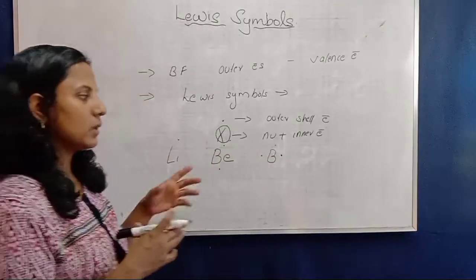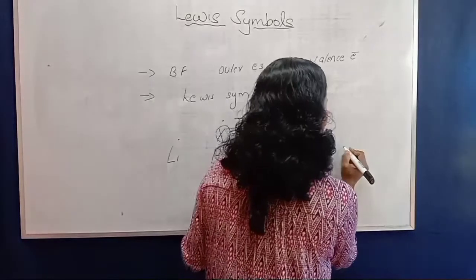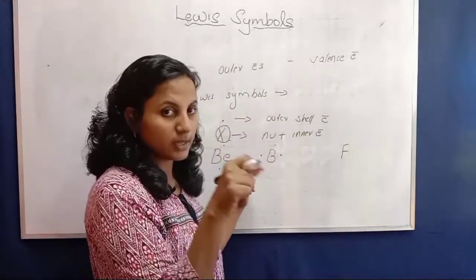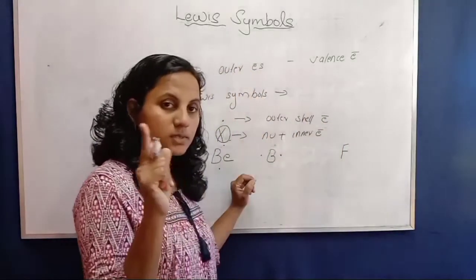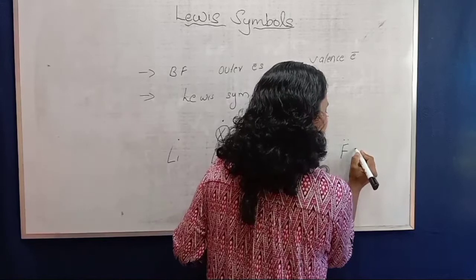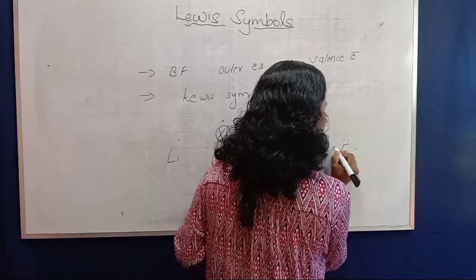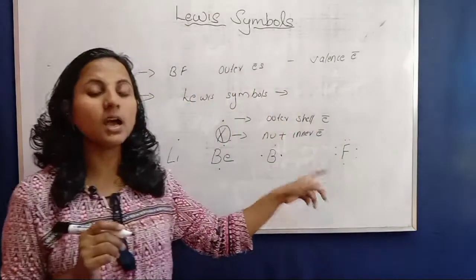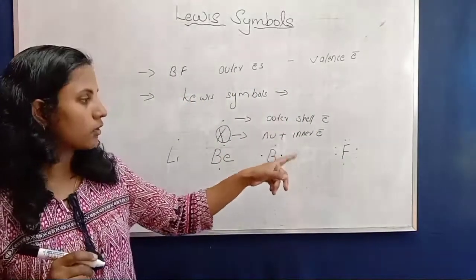Now we can write the Lewis symbol for fluorine. How will it be? There will be an F, which indicates the nucleus and inner electrons. And how many valence electrons are there for fluorine? Say someone. That is 7. Therefore, how many dots will there be? Seven dots. This is the Lewis symbol for the fluorine atom.